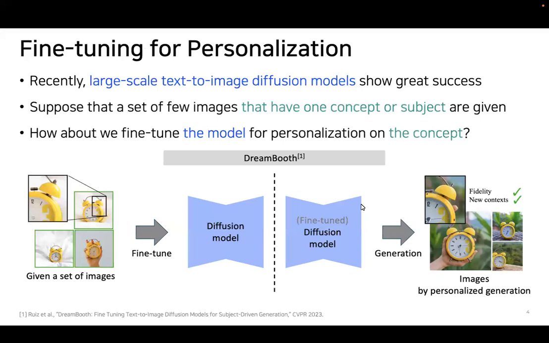So one of the tasks is like this. This task is personalization. Suppose that we have a few images that share one concept or one subject. Then what we want to do is fine-tune the model with these images. And using this diffusion model, we want to generate images conditioned on the personalization from this set of images, which shares the same concept. So this is the task definition.